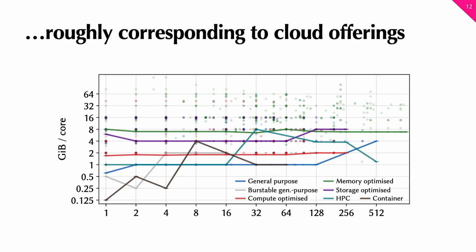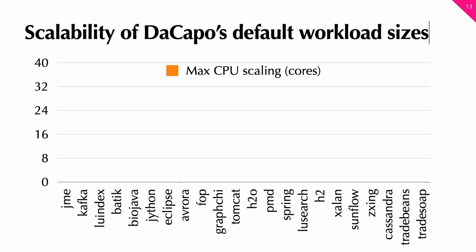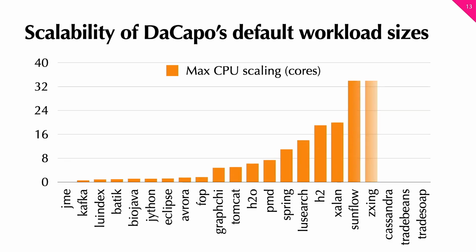So let's look at the scalability of the DaCapo default workload sizes in terms of CPU. So this is an experiment. We gave these benchmarks 48x the minimum heap that they required, and we ran them on a 36-core machine and looked at how they scale, and this is the result.